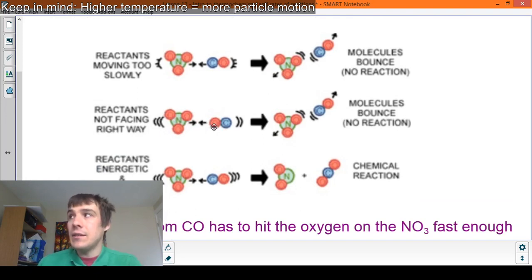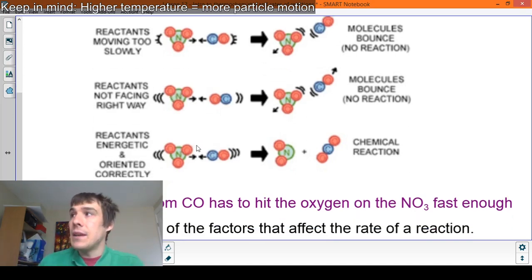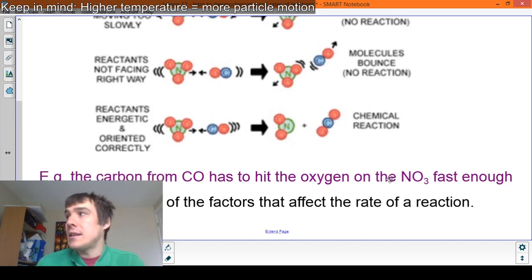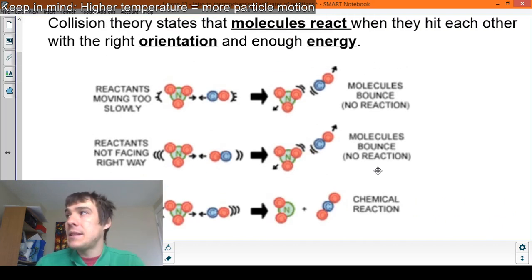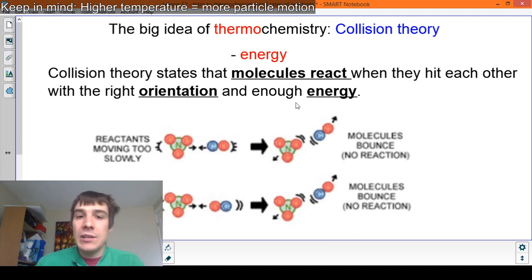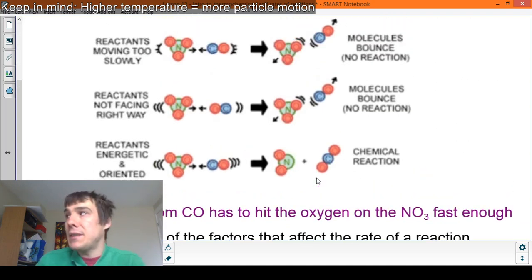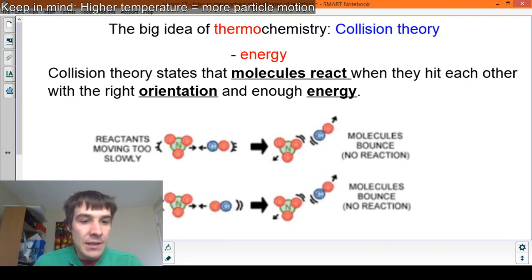See, like here, this is the carbon trying to steal an oxygen off of this nitrogen. If it's the oxygen that comes in and hits, well, the oxygen is not going to want to steal an oxygen, so it's the wrong orientation. But here, if the carbon comes in and hits this oxygen, and it's moving fast enough, then it can actually go. The carbon has to hit the oxygen fast enough. This concept of the right orientation and having enough energy explains a lot of these factors that affect the rate of the reaction.